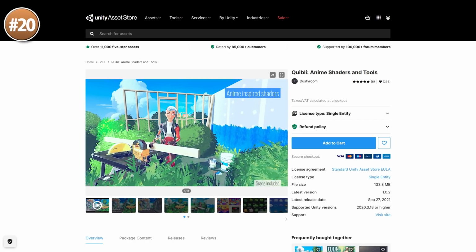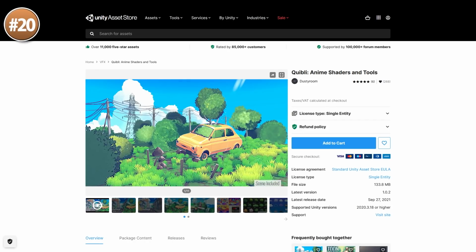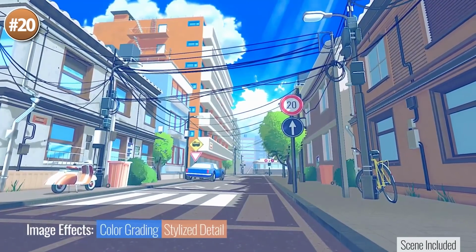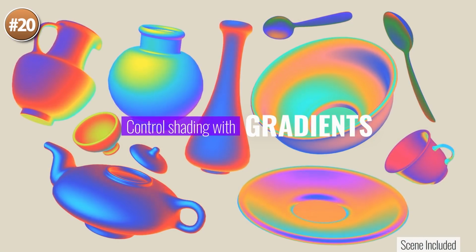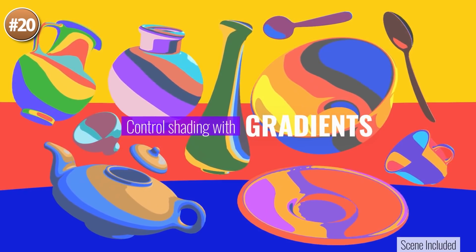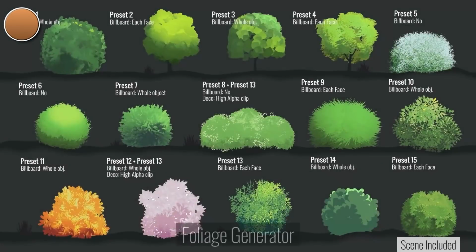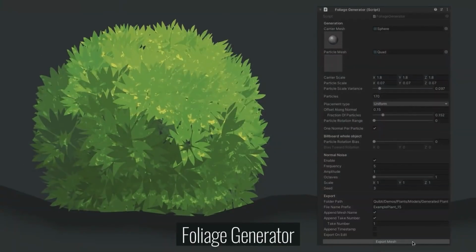Alright, so starting off with a shader pack to make your game look really cartoony. You've got some flat colors, a painted look, a very stylized shader. But this one is also more than just a shader, it's a collection of tools to get this really nice look. It even includes an electric wire mesh generator. It's got a bunch of demo scenes and shader graphs so you can really edit anything.